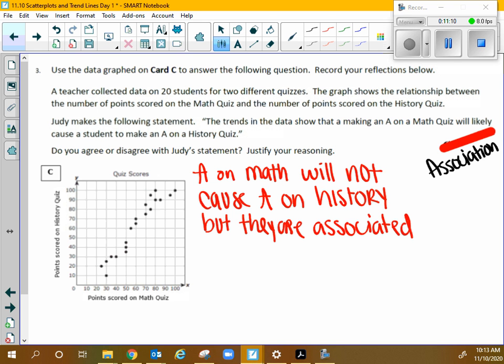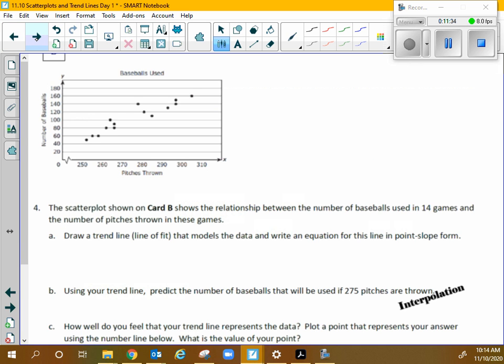Every person that made an A on the math quiz might study. And if you study for one subject, you probably study for other subjects. Okay? Or you know that maybe your strength is math, you need to study for history. Or your strength is history, you need to study for math. There's other things that go into that. So one does not cause the other. Good conversation. All right, number 4, pitches thrown and baseballs.